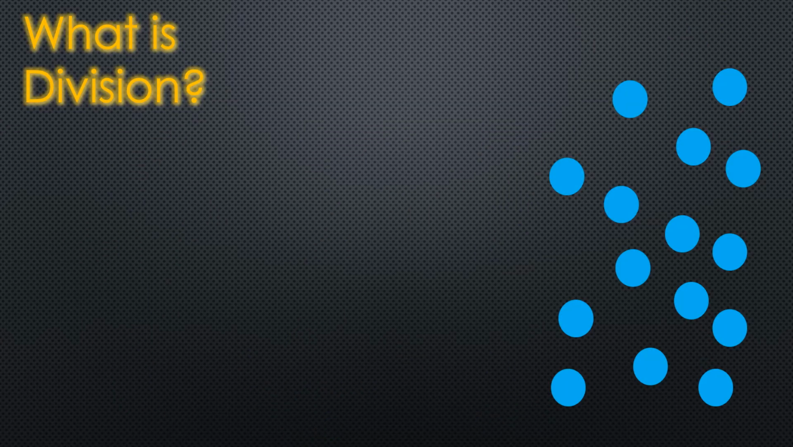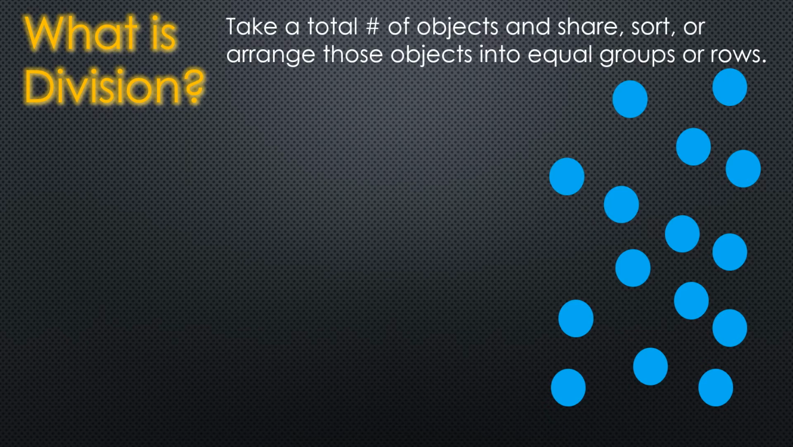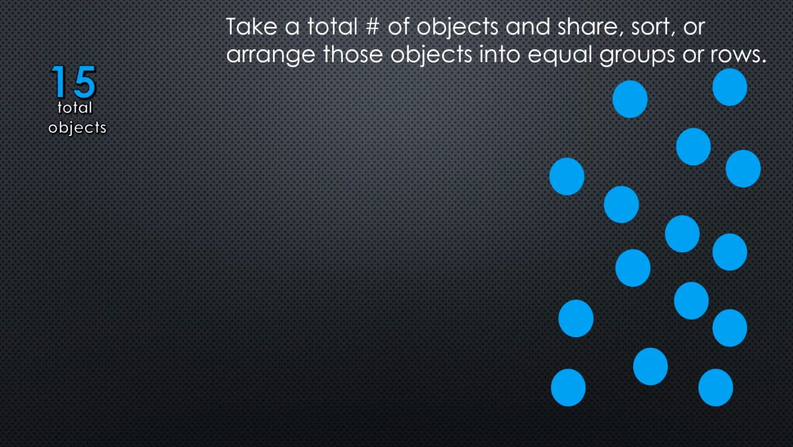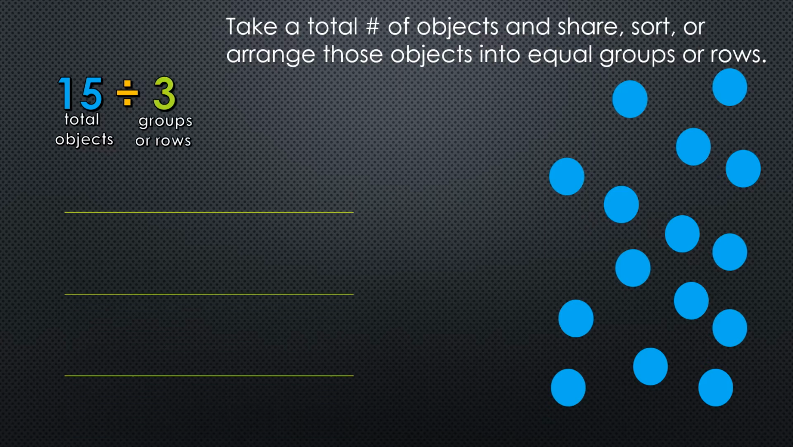So again, remember, what is division? It's taking a total number of objects and sharing, sorting, or arranging these objects into equal groups or rows. Now, you'll notice over to your right that there are some counters. They are not arranged or sorted into any number of groups or rows. But if we take those 15 total objects and divide or share them equally into 3 rows, which would be our groups, we would take each of those counters and put it into a row to find out how many objects there would be in each row.